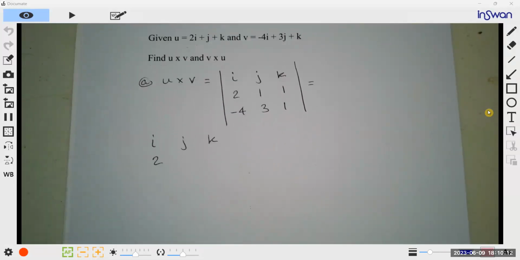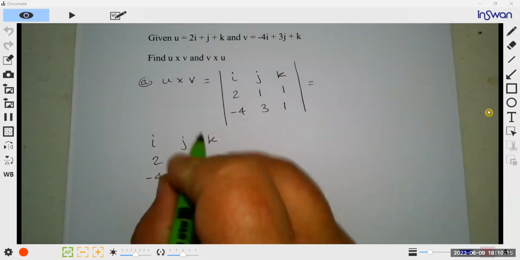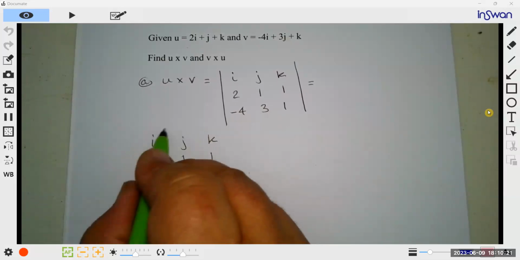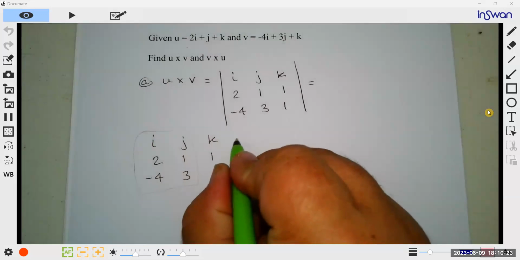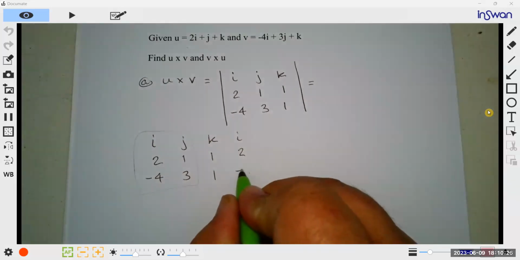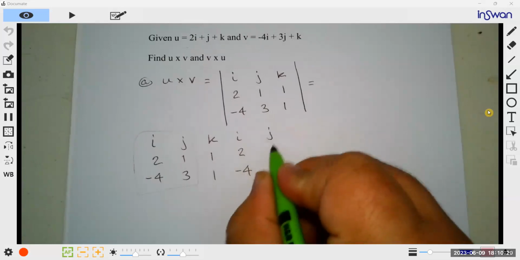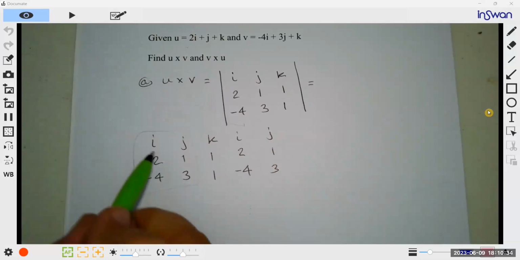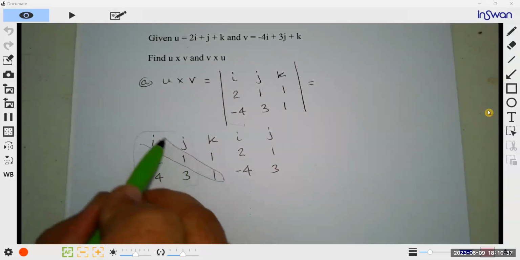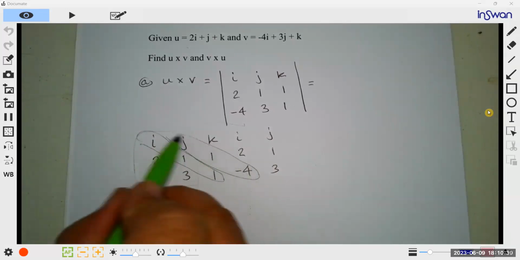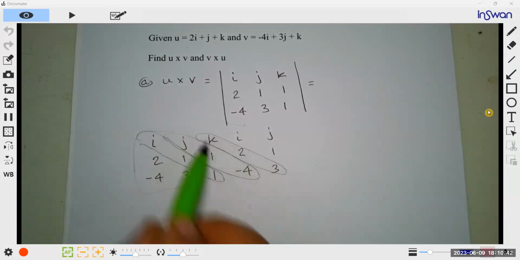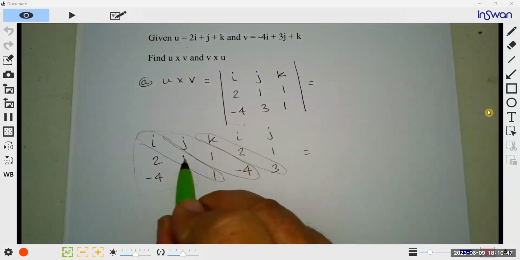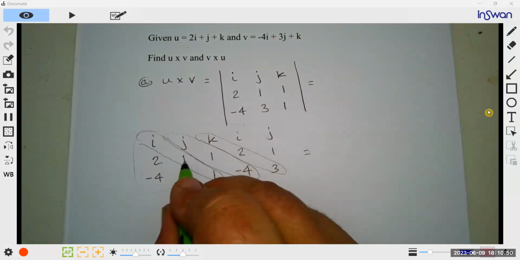I put the matrix again down here. I repeat the first two columns over there. Now, I do diagonals. Those diagonals I add to each other. So I have 1, and this is the product of each of those. So 1 times 1 is 1.